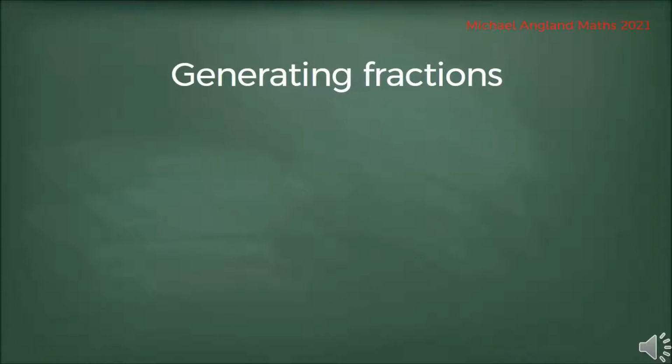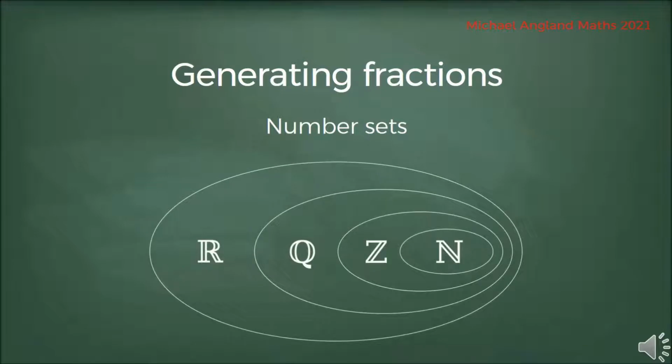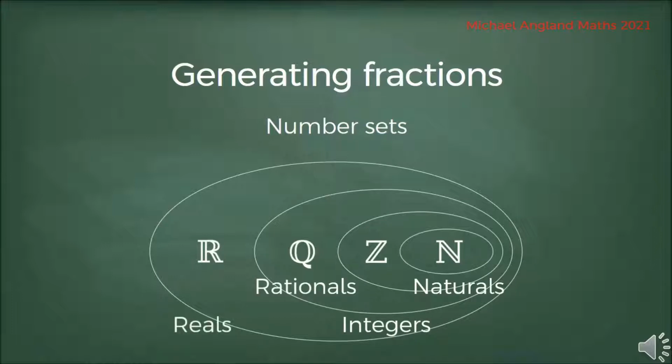First of all, let's look at some of the number sets we encounter when we enter the world of maths. Here are 4 sets of numbers that we'll be looking at briefly, the first 3 mainly. First of all, the naturals, then the integers, then the rationals, and then the reals. But we'll be particularly focusing on the naturals, the integers, and the rationals.